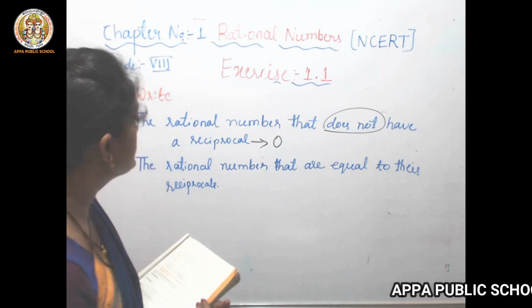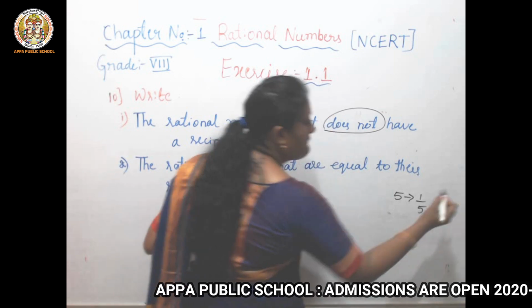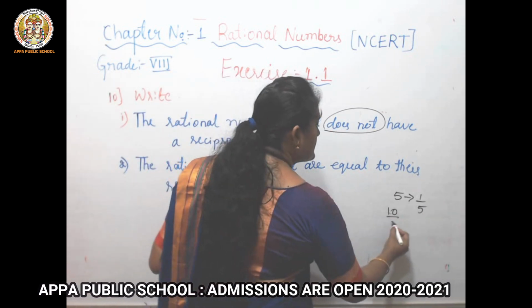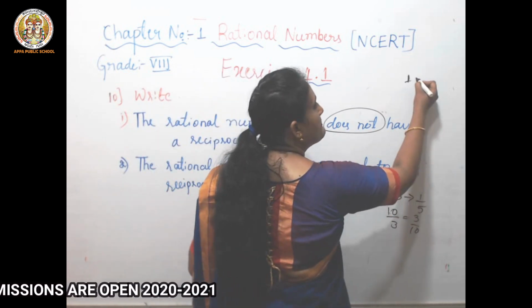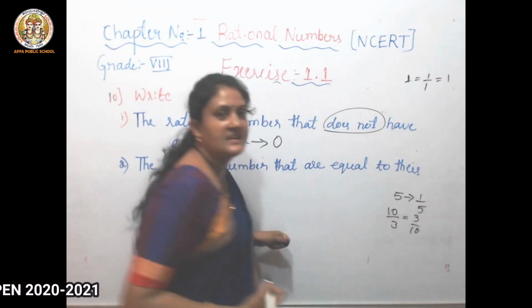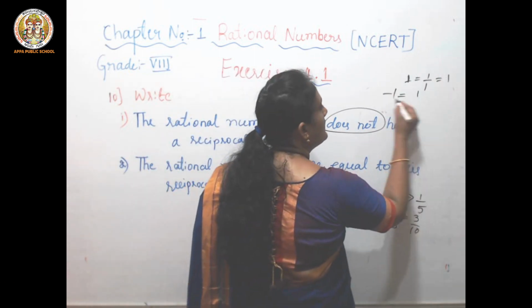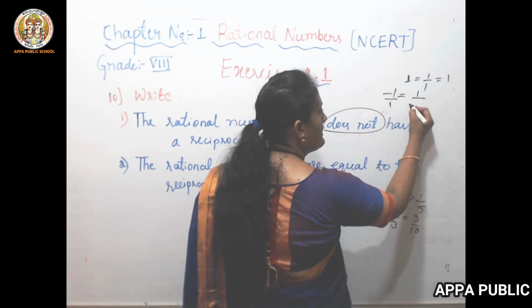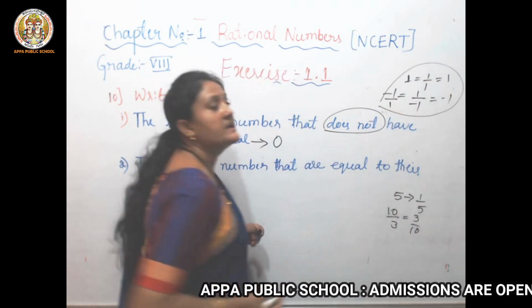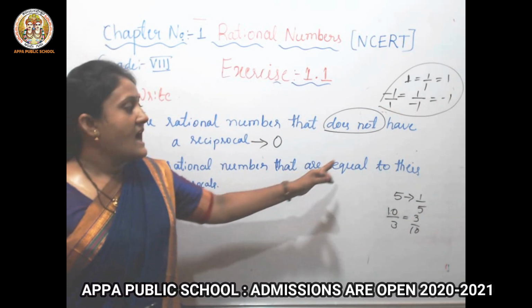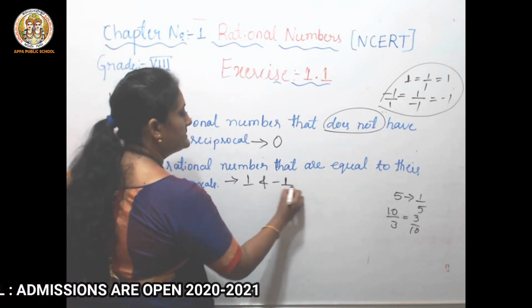See, the previous question only gave examples like 5. The reciprocal of 5 is 1 by 5. 10 by 3 is 3 by 10. In a similar way, can you check the reciprocal of 1? 1 by 1 only we will get, isn't it? And minus 1 also we can check. Minus 1, what is the reciprocal? If nothing is there, it means 1, so we will get the same. So the rational numbers that are equal to their reciprocals are 1 and minus 1.